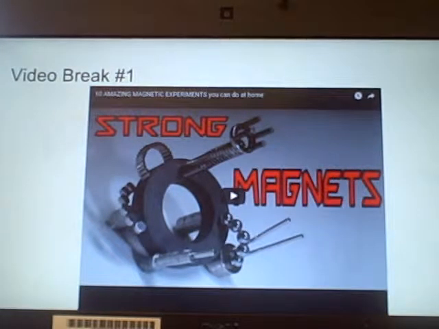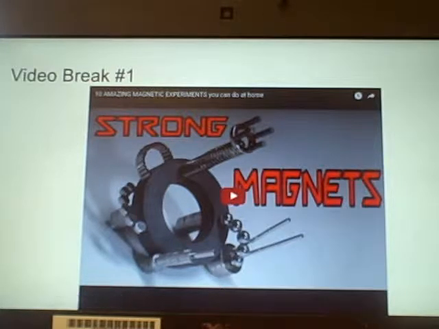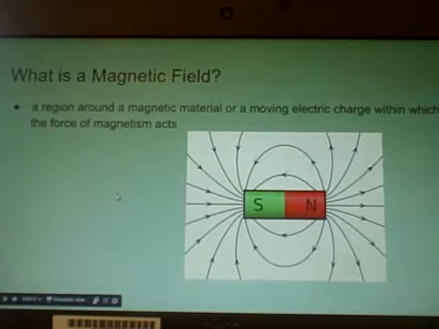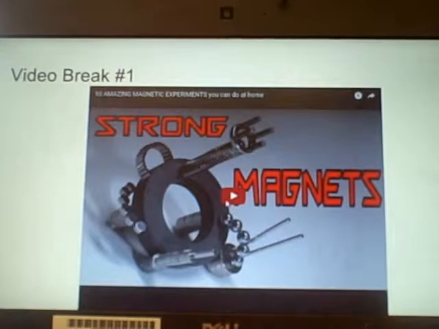But first, we have a short break. We thought these experiments were really cool, but unfortunately they take intensive care and time to set up, so we thought we should show them to you. Hold on one second, technical difficulties, and here we go.